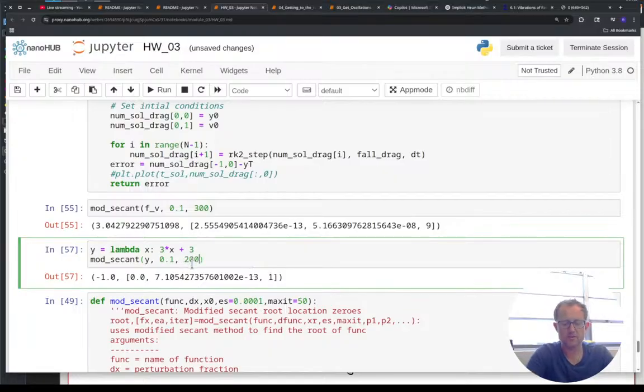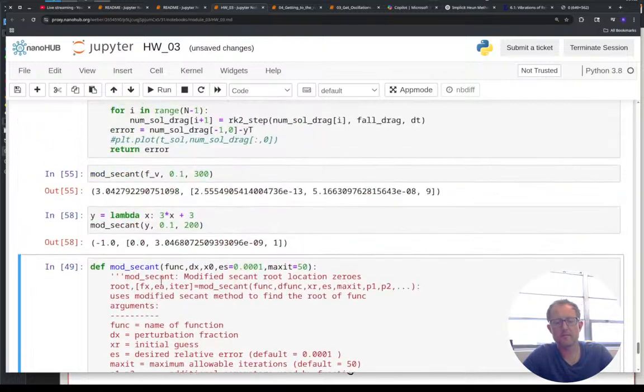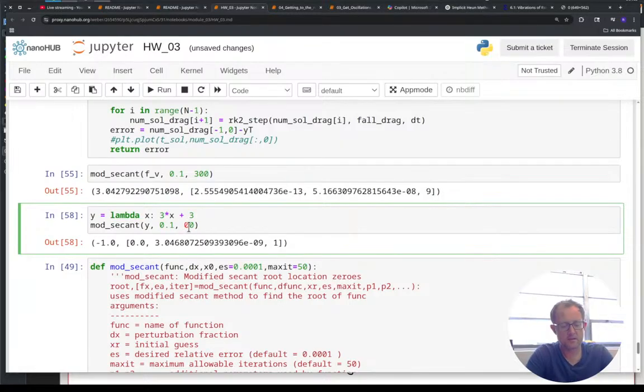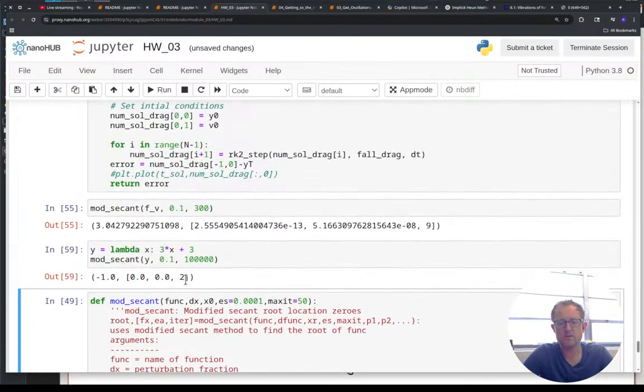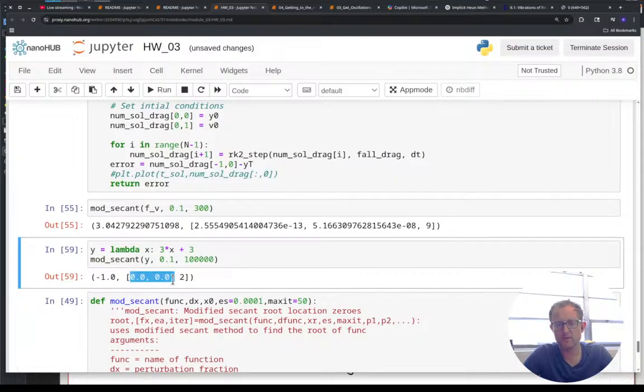So then let's give an initial guess of 200. It's still the same answer, in what iteration? Okay, well, let's say 10 million. It's still the same answer, now in 2 iterations, and both the errors are 0. So if it's an actual straight line, or anything resembling a straight line, modified secant is going to be pretty much exact within 2 to 3 iterations, even though you're way off. But those kinds of straight line problems are very easy to solve.